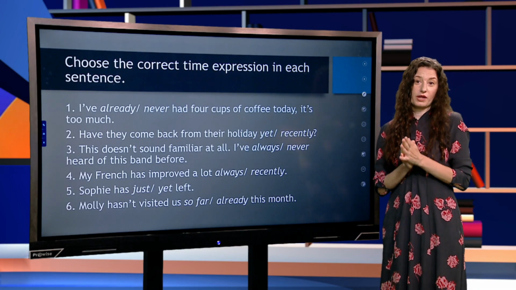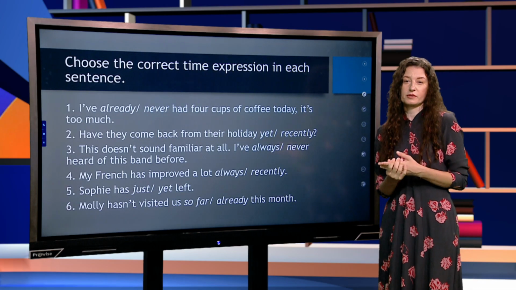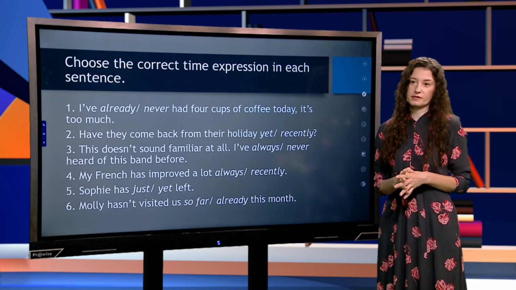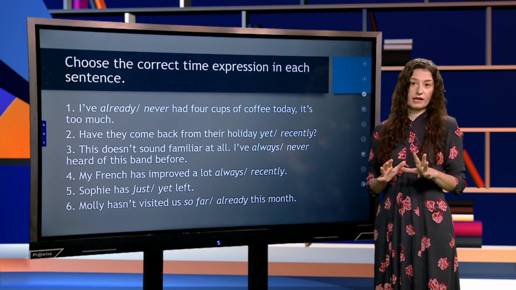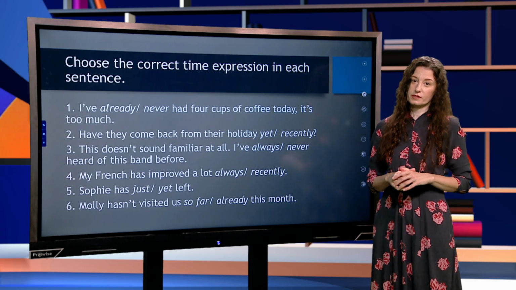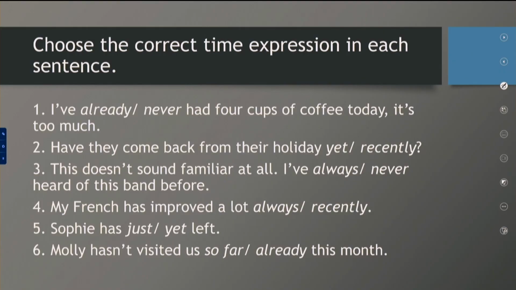And now we're going to practice a few time expressions that we generally use with the present perfect. All of these examples are words that we use with the present perfect simple. Andrea, your turn to read the first sentence, please. I've already had 4 cups of coffee today. It's too much. Okay, very good. Already. I have already done something, used in an affirmative sentence.